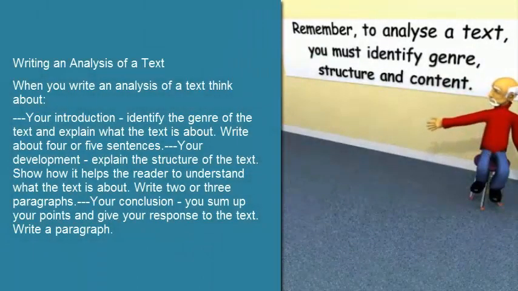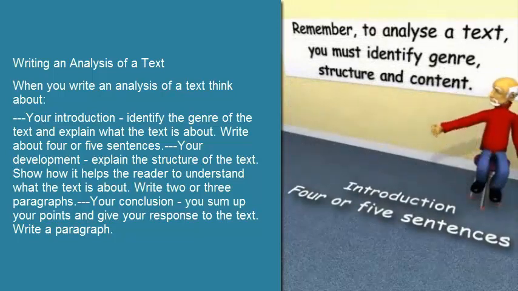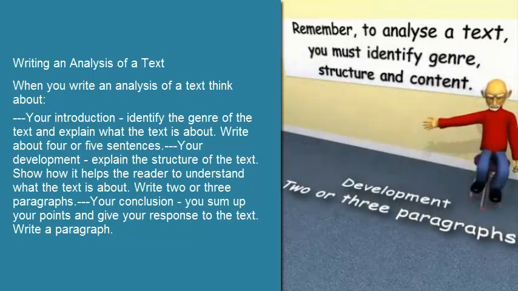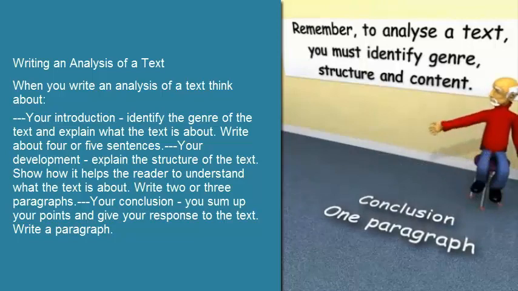Writing an analysis of a text. When you write an analysis of a text, think about your introduction. Identify the genre of the text and explain what the text is about. Write about 4 or 5 sentences. Your development. Explain the structure of the text. Show how it helps the reader to understand what the text is about. Write 2 or 3 paragraphs. Your conclusion. You sum up your points and give your response to the text. Write a paragraph.